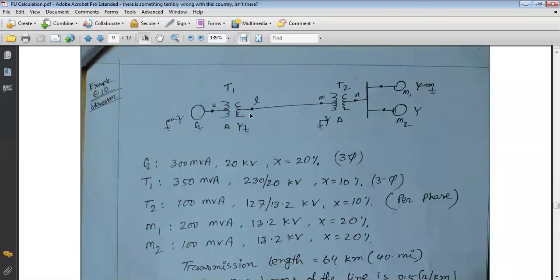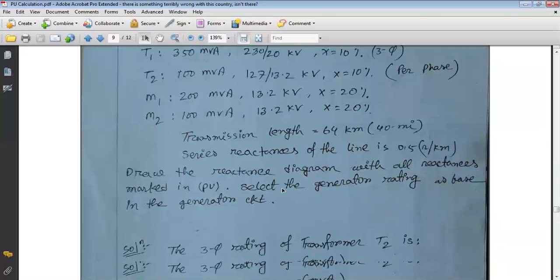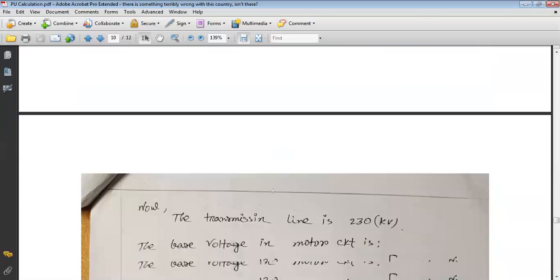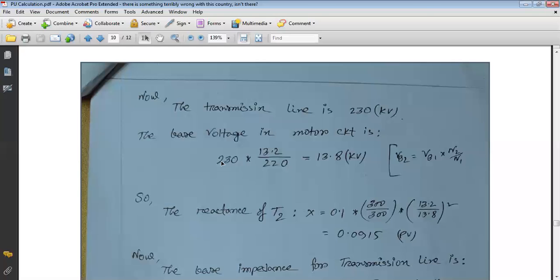VB2, the base voltage of the secondary portion of transformer T1, is equal to VB1, the base voltage of the primary portion of transformer T1, times E2 by E1, that is the rating of the secondary portion by the rating of the primary portion. So VB1 here is 20 kilovolt, the rating of the secondary portion is 230 kilovolt, divided by the rating of the primary portion, 20 kilovolt. So if we calculate this, this is the calculation, that is the 230.